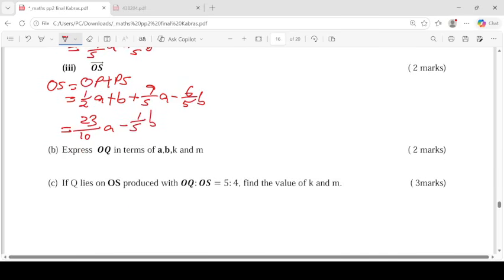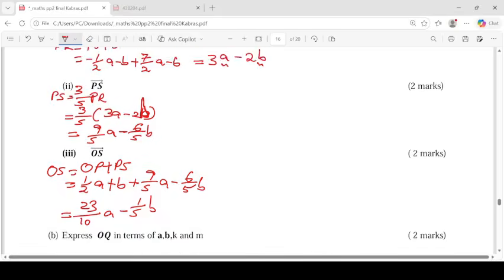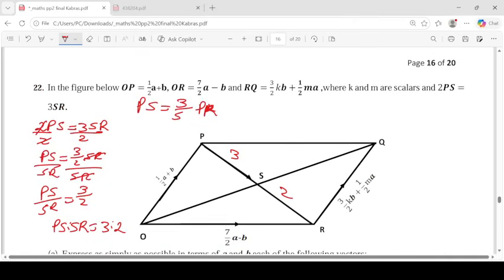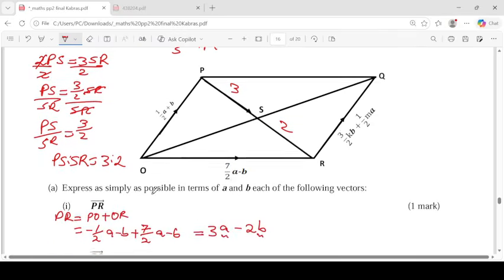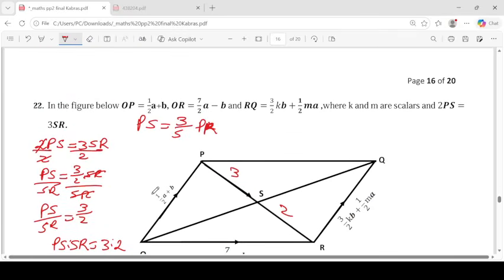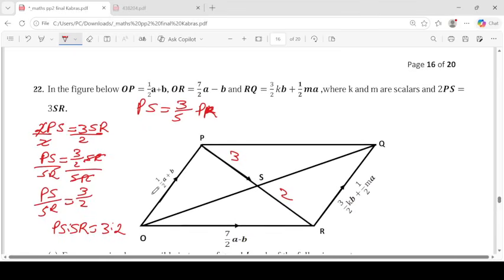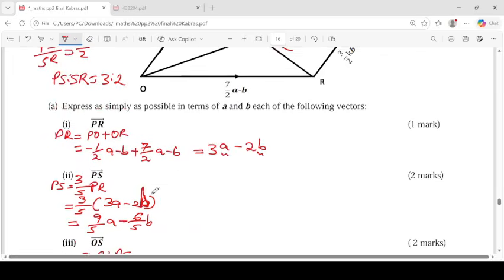Part B, express OQ in terms of A, B, K, and M. OQ. So with that one, we are going to say OQ is, let me see. OQ now, first I'll have to get the ratio. Let me see. Do we have anything that is giving us a hint?